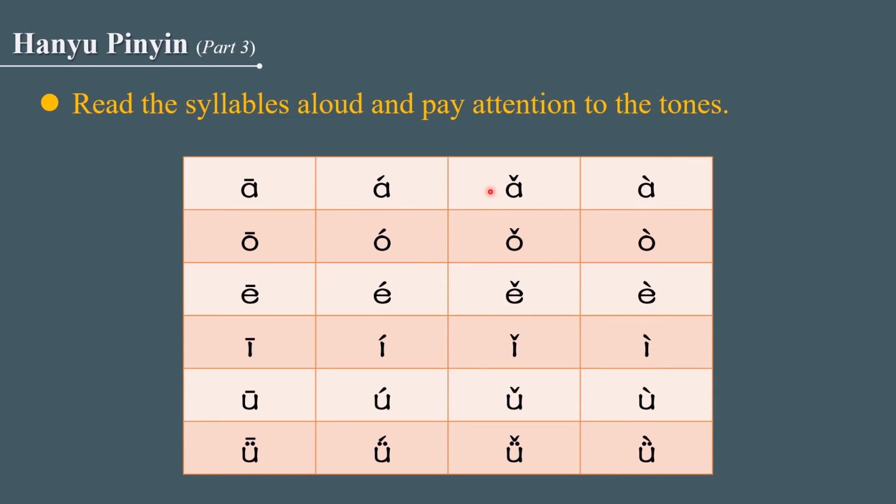啊、哦、以、五、与、啊、哦、意、物、语。Well, after learning how to read them, let's get into how to write them.